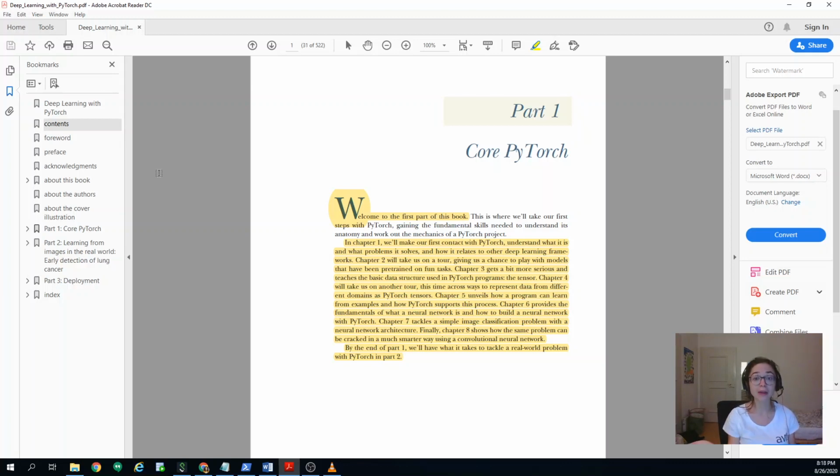Okay, so welcome everyone to the first part of this book. So what are we going to do in this chapter? The authors tell us in chapter 1 we will make our first contact with PyTorch, understand what it is, what problems it solves, and how it relates to other deep learning frameworks.